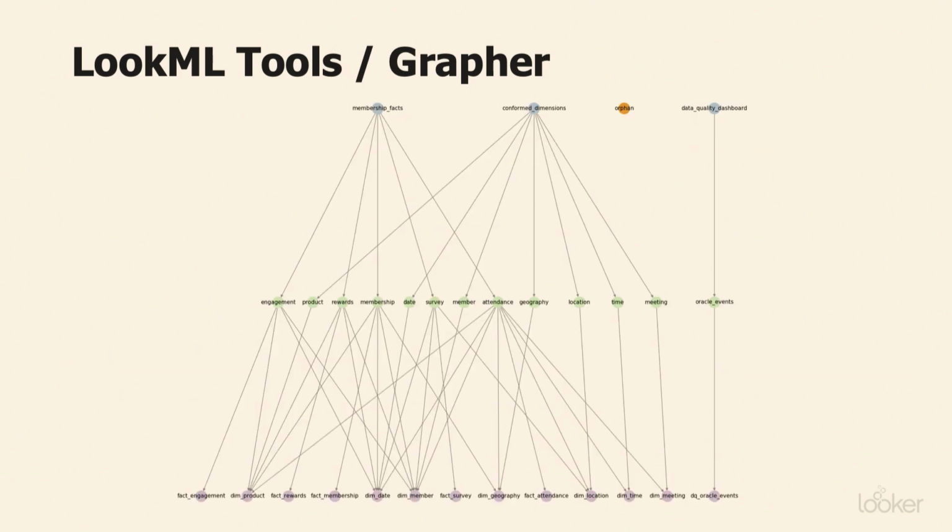So here we have a simple graph. I just point the tool at our repo. At the top, in these blue nodes, are the models. In the middle, in green, are the explores. On the bottom are the views. And so you can see the relationship between those. You can see code reuse. At the top, you can see there's an orphan node, a view that wasn't referenced by anything. That's a static view of the current state.